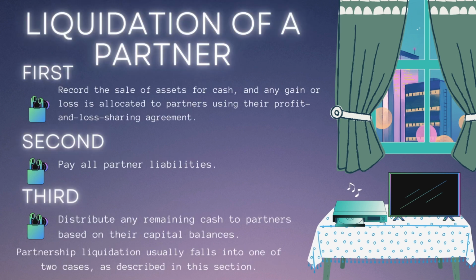Liquidation of a partnership. First, record the sale of assets for cash, and any gain or loss is allocated to partners using their profit and loss sharing agreement. Second, pay all partnership liabilities. Third, distribute any remaining cash to partners based on their capital balances. Partnership liquidation usually falls into one of two cases, as described in this section.